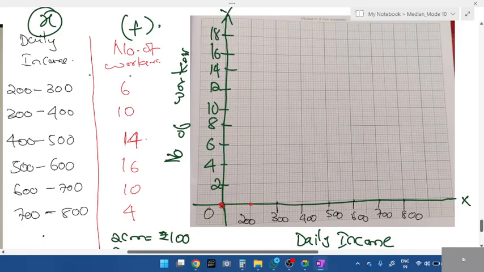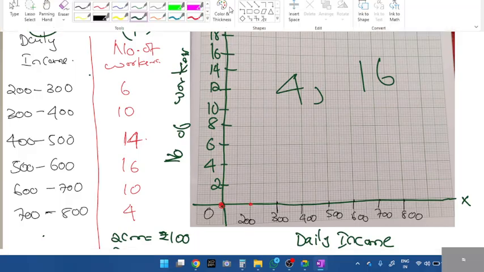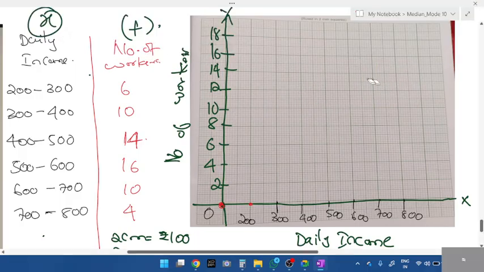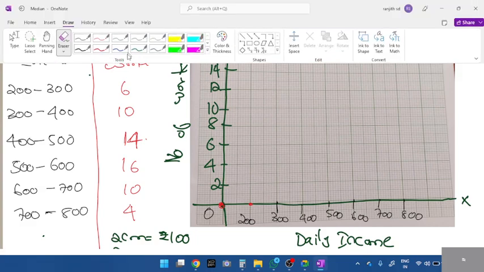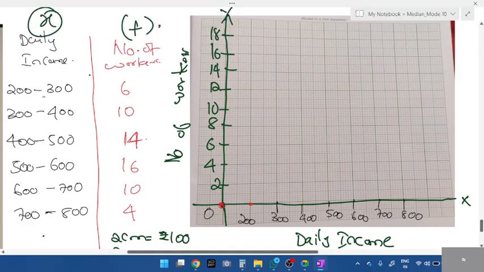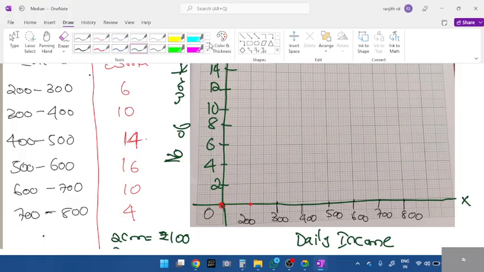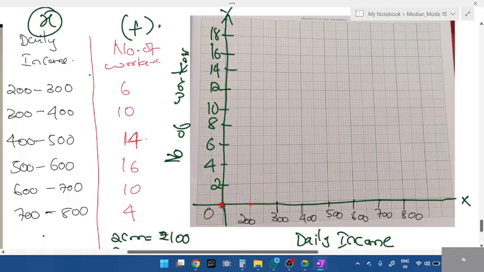What is the lowest number we have in number of workers? 4. Highest value? 16. But I have taken up to 18. Let us plot the histogram. Look at the histogram. From 0 to 200, students, no value. From 200 to 300, how many workers are there? Yes, 6 workers. Look at 200 to 300, all the way up to 6.